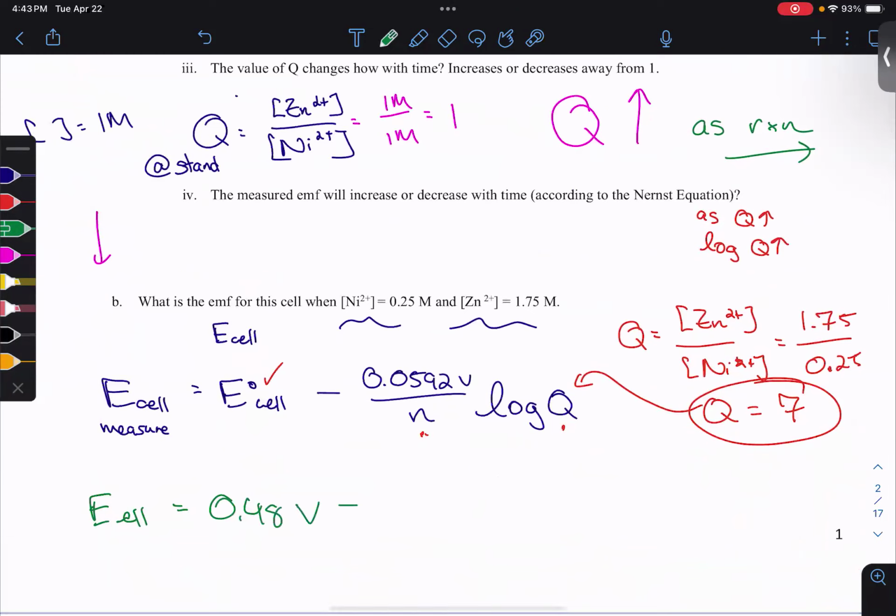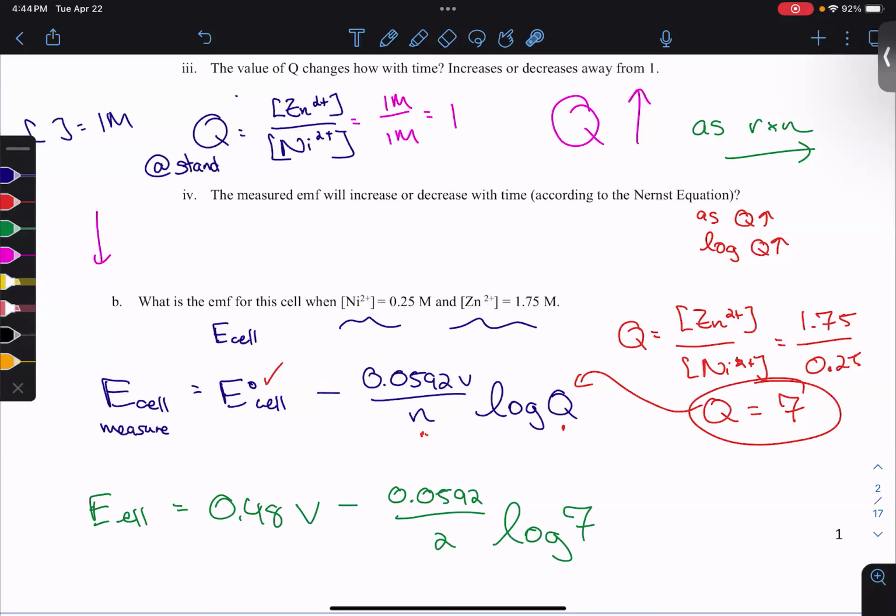0.48 minus 0.0592 over 2 log of 7. Before I calculate anything, this Q, what do I have more of right now? Reactants or products? Products. So what do you think the measured cell potential will be? Will it be higher than standard or lower than standard?